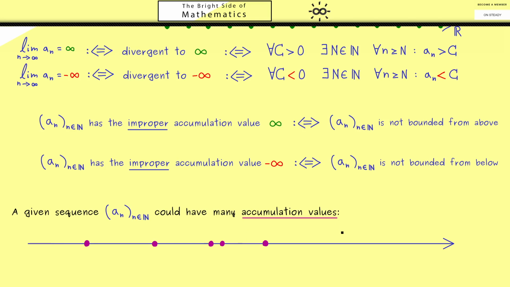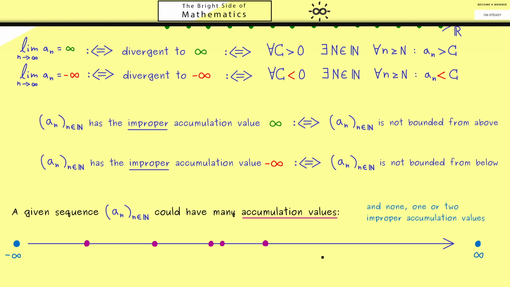Of course, we can visualize them on the number line as well, but now keep in mind, we could have finitely many or infinitely many. And maybe we also have an improper accumulation value, or even two, outside of the number line. Again, infinity and minus infinity are just symbols we put next to the number line. They are not numbers, but they are helpful for our whole description here.